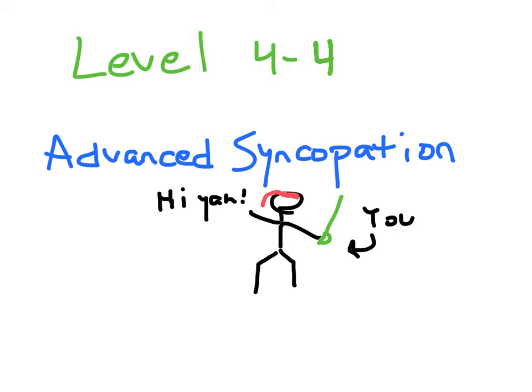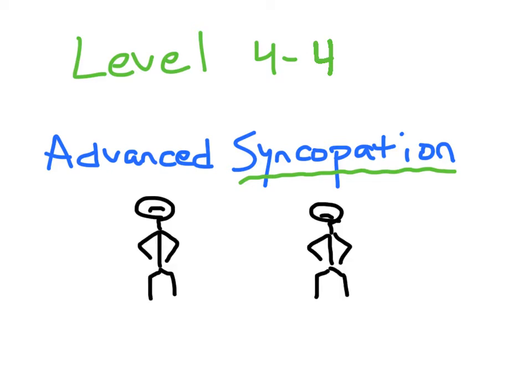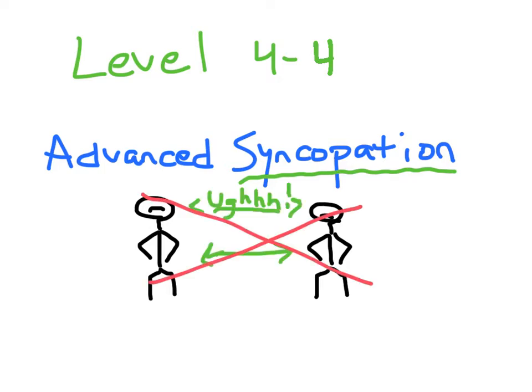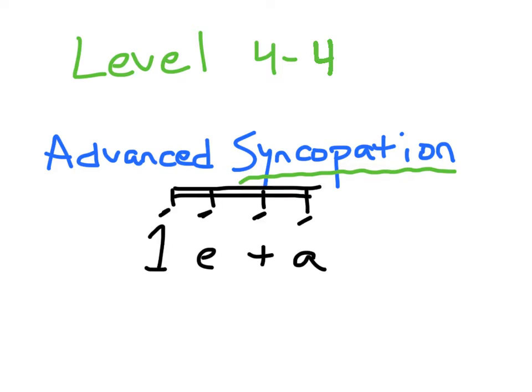We're almost there. This lesson is about advanced syncopation. What is syncopation? I think I might have thrown that word out to you a few lessons back. It is not two people that are constipated at the same time. Nope, it's not that. I know you were thinking it. That'd be weird. What syncopation actually is, is when you have a bunch of rhythms that land on the offbeats and not on the downbeats.